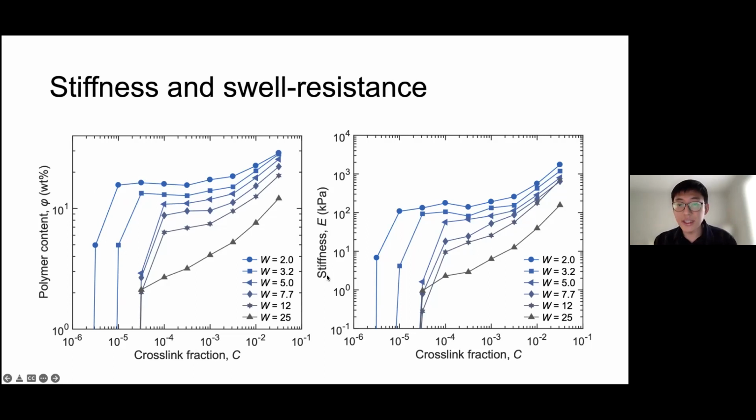The stiffness has the same trend. There is a plateau where the elastic property is not a function of crosslinker, but rather a function of the density of entanglements. So we saw that with this combination of parameters, we make dense entanglements and sparse crosslinks.